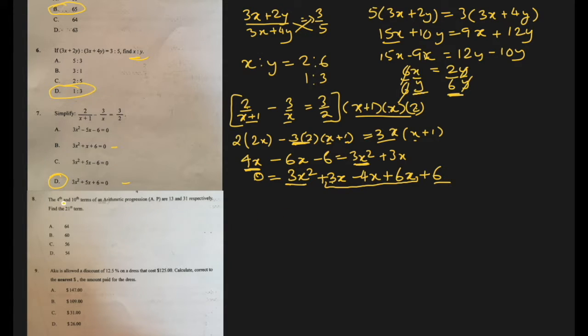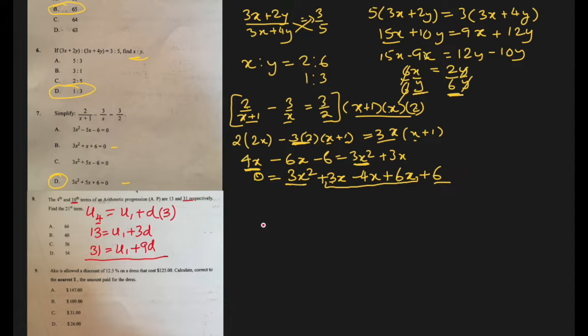Eighth question. The 4th and 10th terms of an arithmetic progression are 13 and 31 respectively. Find the 21st. So U4 should be the first term plus D, whatever the common difference, times n minus 1, which is 3. N is 4, right? 4 minus 1 is 3. This is what U4 is, and it is 13. So 13 equals U1 plus 3D. This is one equation. Similarly, the 10th term will be 31 equals U1 plus n minus 1, so 10 minus 1, 9D.